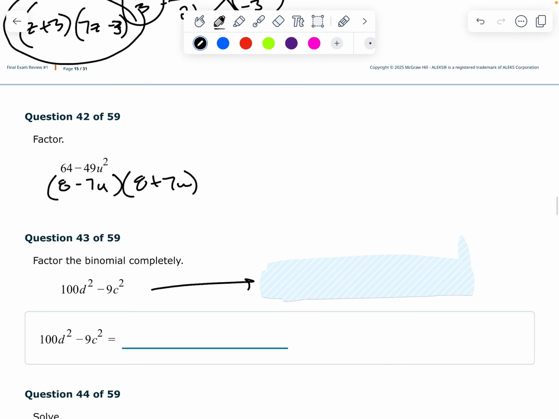43, same thing, difference of squares. Leave them in the order they are. So 10d minus 3c, and then 10d plus 3c.